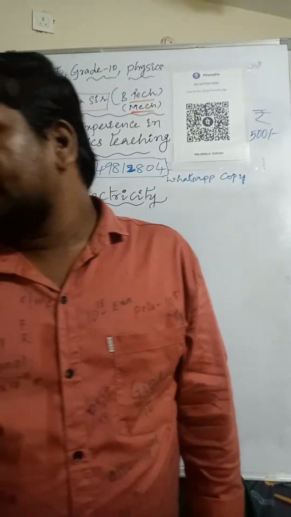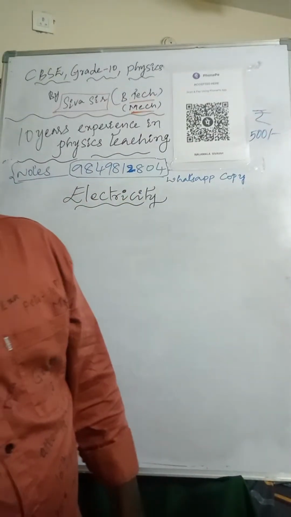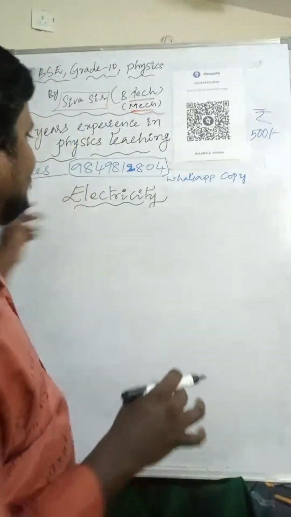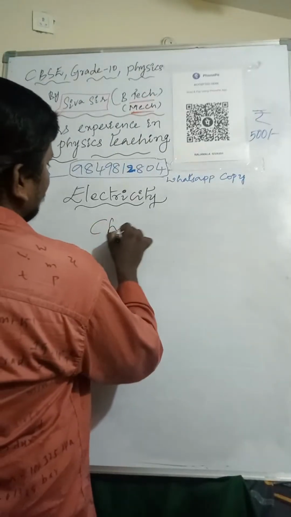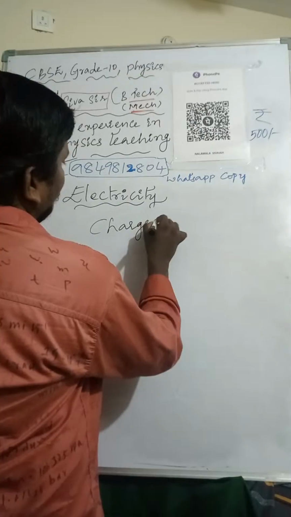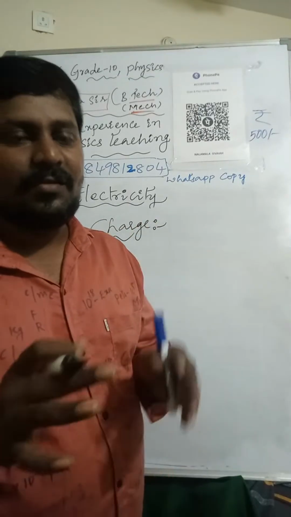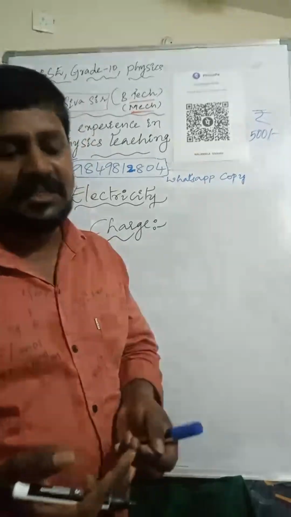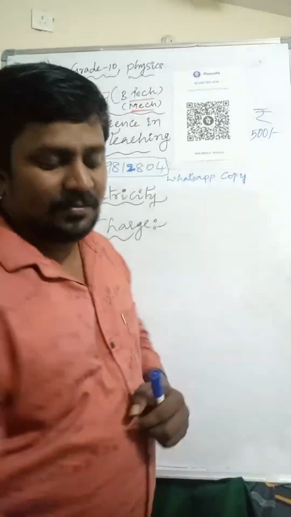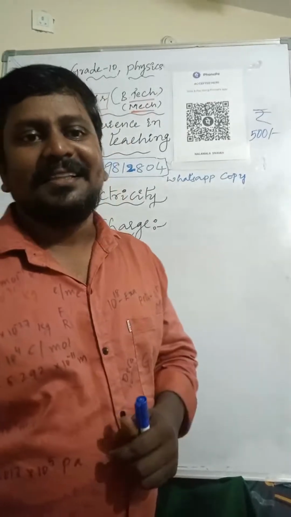Fine. So the SI unit of electric current is there. Clear? Next, we'll discuss charge. Charge is a property of matter which can influence the presence of other charge.